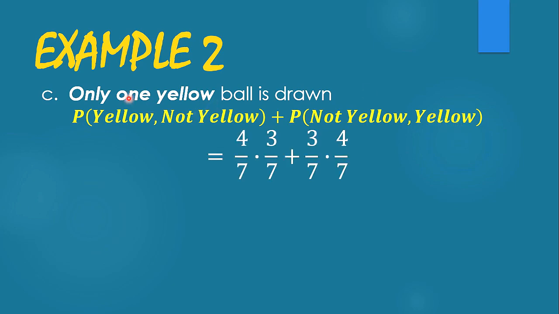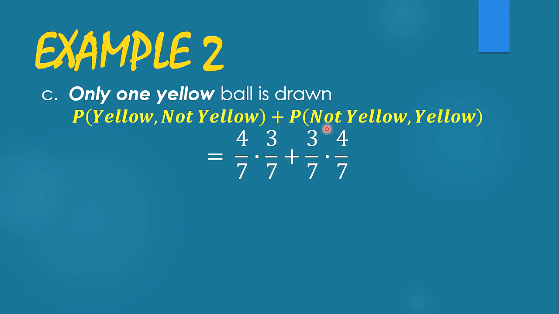So with that, getting a yellow, we have 4 yellow balls over the total number of balls. So we have 4 over 7 times the number of balls that are not yellow. We have 3 over the total. So since in every pick of the ball, we'll have to replace it. We need to put it back in a given box. So the number of yellow balls will not be changed. The same with the total number of balls in a box.